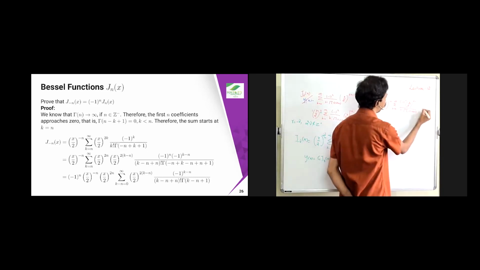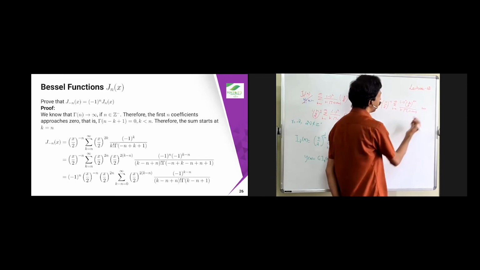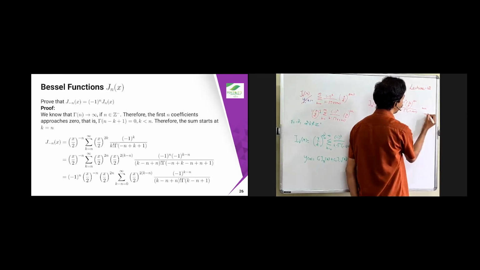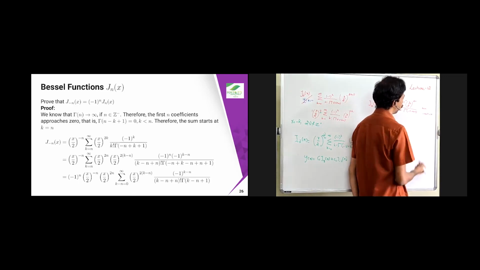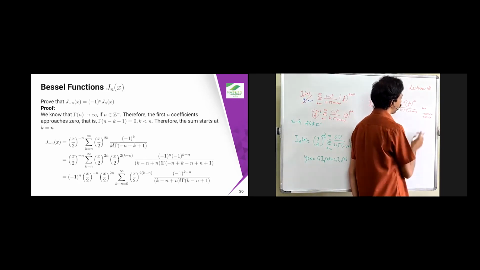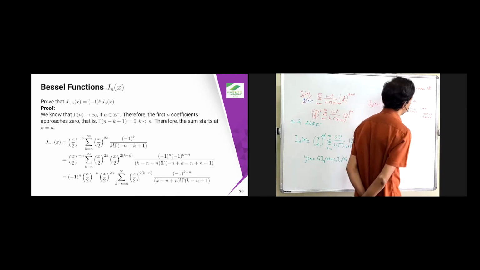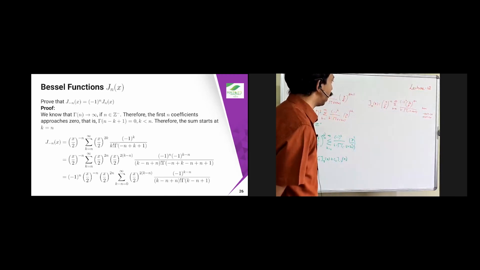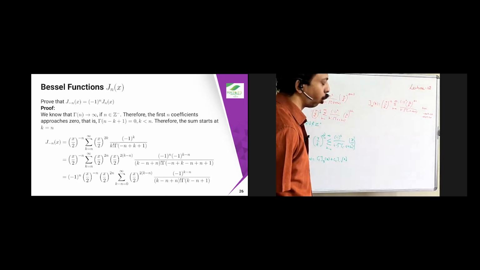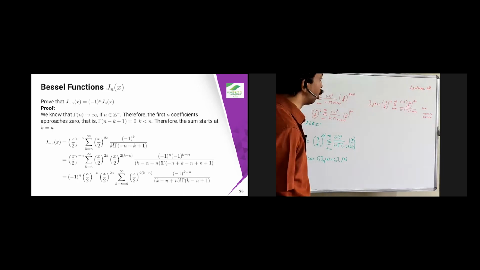If k is less than n, then what am I going to get? Minus n plus k is less than 0, and even minus n plus k plus 1 is less than 1. So in that case, it is not going to survive. Only when k equal to n is it going to survive. Till k less than n, it is not going to survive.